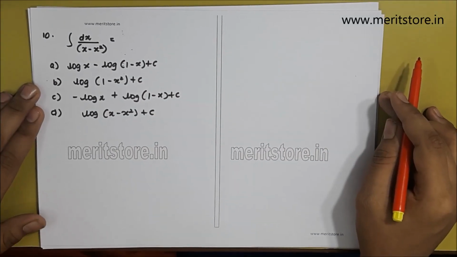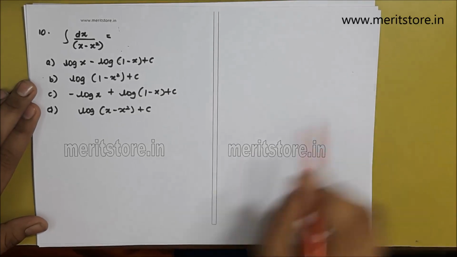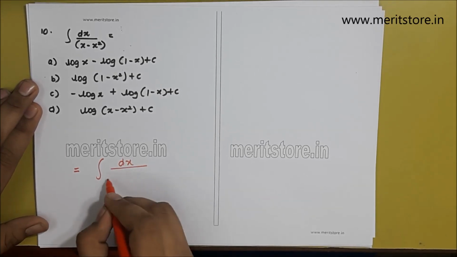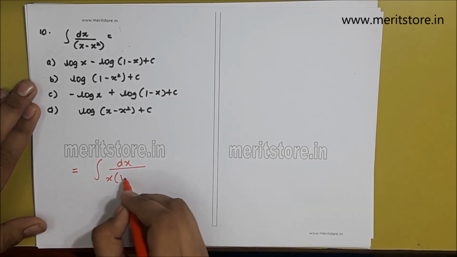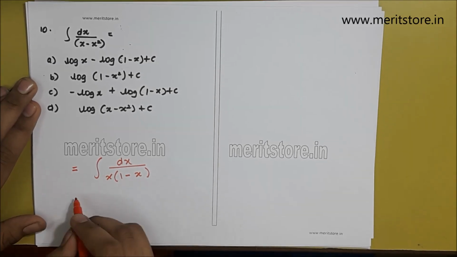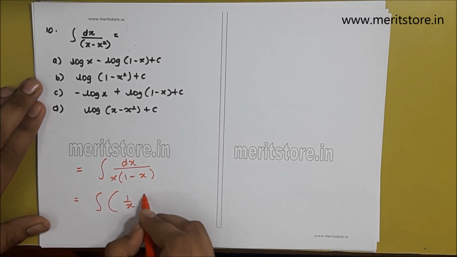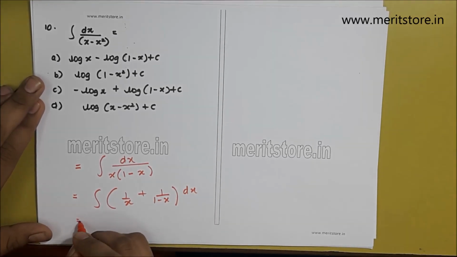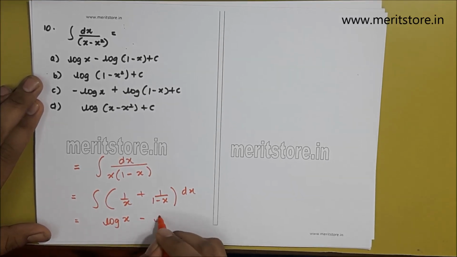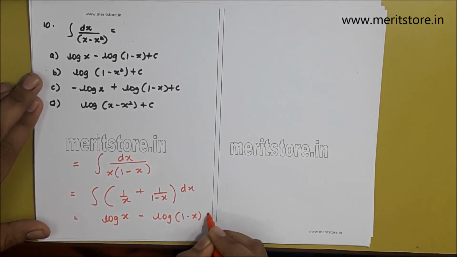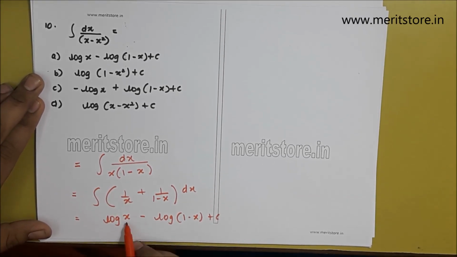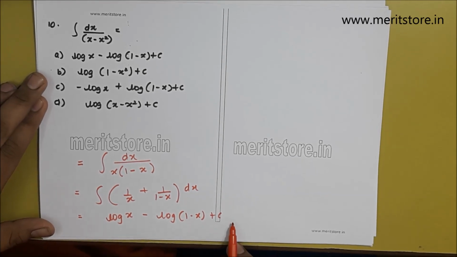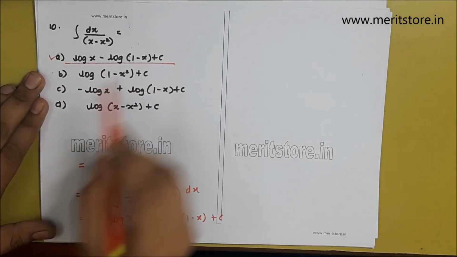Question number 10. Integration of dx upon x minus x square is equal to, now this question can be solved as integration of dx upon x common, written as 1 minus x, which can be further divided into integration of 1 upon x plus 1 upon 1 minus x. Integrating both the terms, what we get is log of x minus log of 1 minus x plus c. As we know, integration of 1 upon x dx is log x, and integration of 1 upon 1 minus x dx is nothing but log of 1 minus x plus c, which is again option A. So option A is the correct answer.